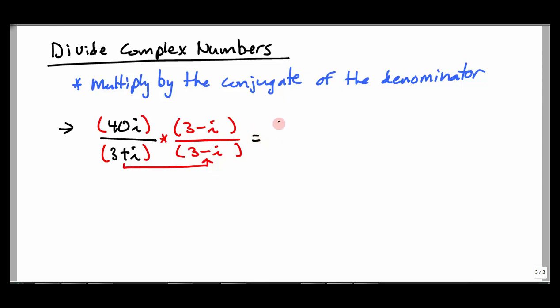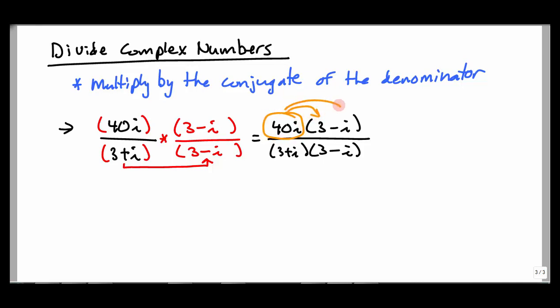So in the numerator, we have 40i times 3 minus i. In the denominator, I have 3 plus i times 3 minus i. This is similar to a problem we worked earlier in this lesson. We multiplied by the conjugate, and the outside and the inside terms went away. So all the i's are gone, and you should just be left with a constant. Okay, let's start simplifying this.